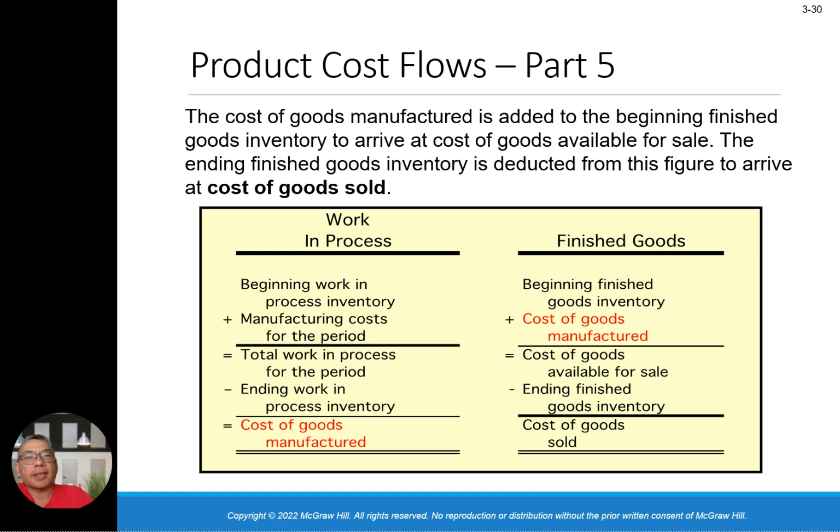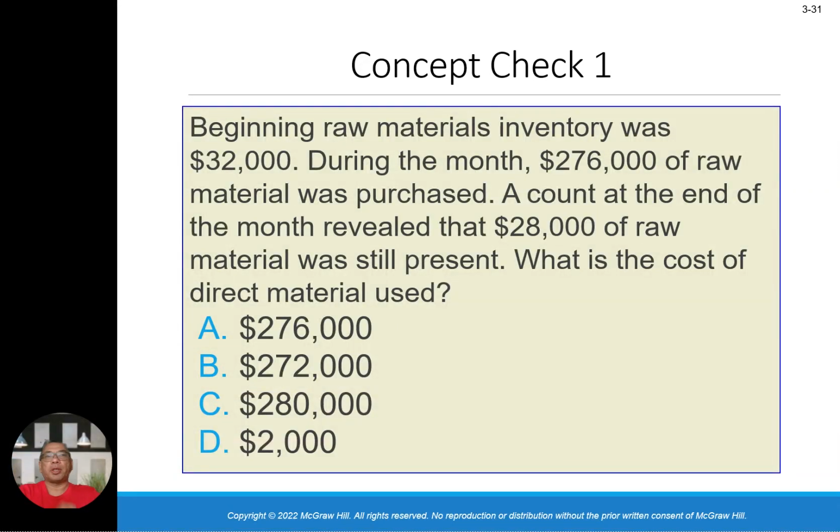Okay. Now look at the example here, concept check 1, which is an example calculation. Raw materials inventory was 22,000. During the month 276,000 of raw materials was purchased. At the end of the month, 28,000 of raw materials was still present. What is the cost of direct materials used? Okay, there's a selection of A to D. So what is the answer for this? All right, let's look at this logic. Give it a couple of seconds of thought.